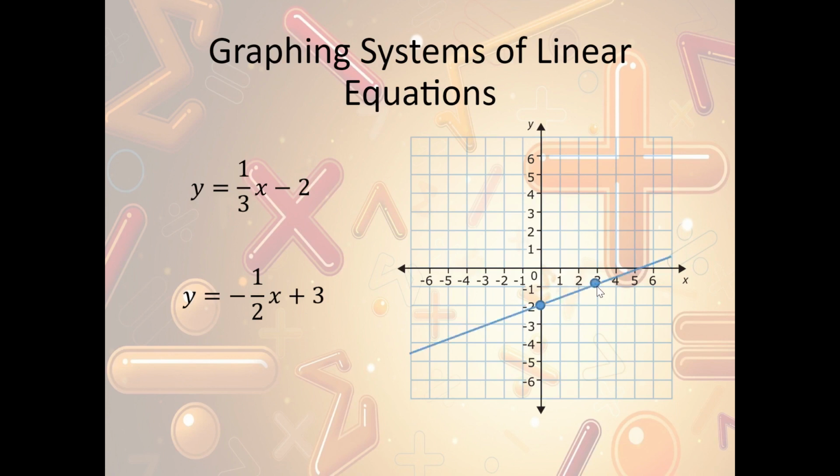Just like we did earlier, that's the same thing we're going to do now. Now we're just going to plot the second line on the same graph. My y-intercept for this one is 3, so I'm going to go up 3 and plot my point. And my slope is -1/2, so I'm going to go down 1 to the right 2. Connect the dots. And notice now I have a point where they intersect, which is right there. That is considered the solution to the system of equations.